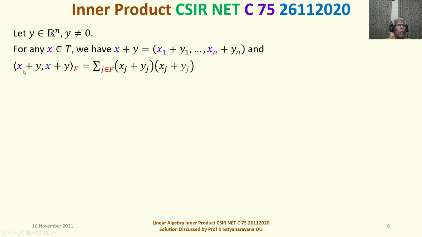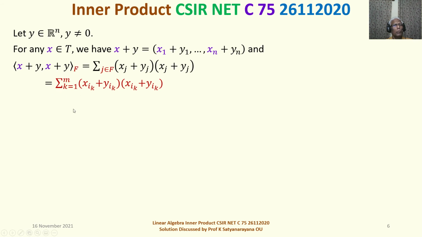And the inner product of x plus y with itself over F, by definition, is the sum of the jth component of x plus y multiplied by the jth component of x plus y, where j belongs to F. This will be equal to the sum for k = 1 to m of (x_{ik} plus y_{ik}) multiplied by (x_{ik} plus y_{ik}). Why? The inner product is restricted to the components of F. The components of F are i1, i2, im. So x_{ik} plus y_{ik} multiplied by x_{ik} plus y_{ik}, where ik comes from F.